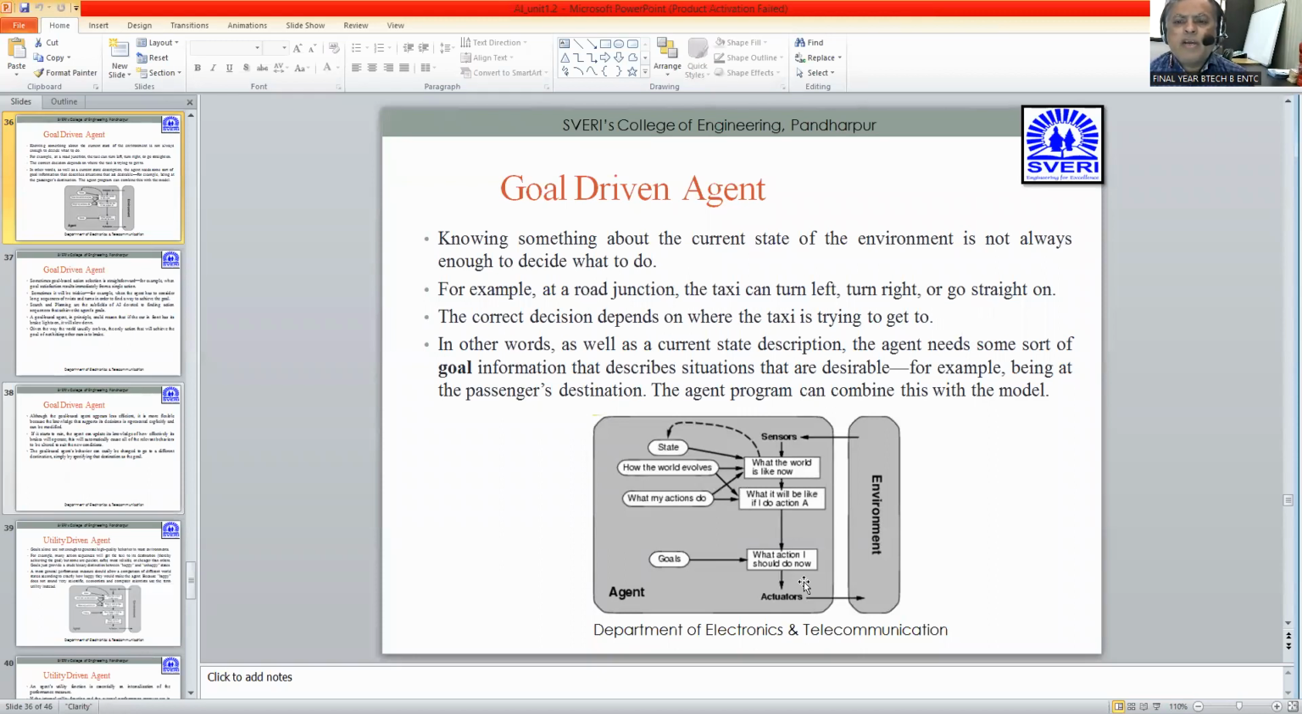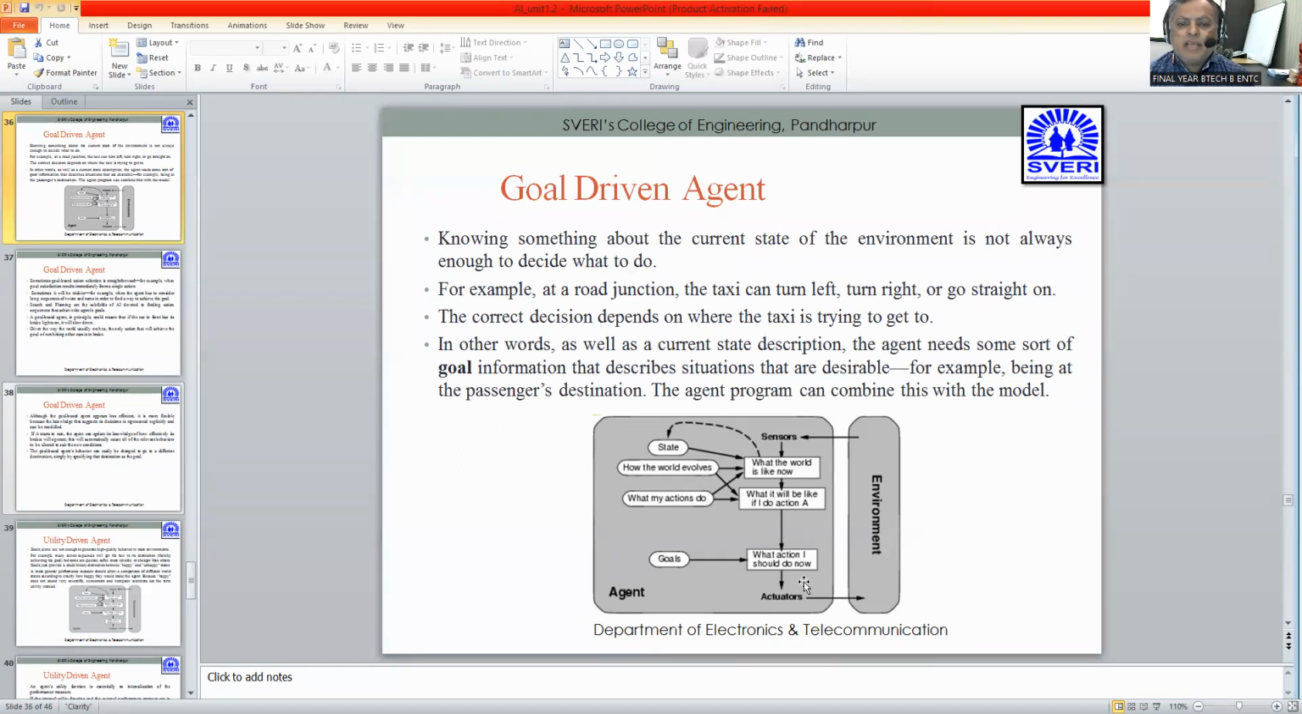Knowing something about the current state of the environment is not always enough to decide what to do. So first, in the state, if you look at what the world is like now, right? What does it mean, what the world is like now? It's an internal state. So is that enough to take any decision? No, it is not enough to take the final decision. So knowing something about the current state of the environment is not enough to do any kind of action.